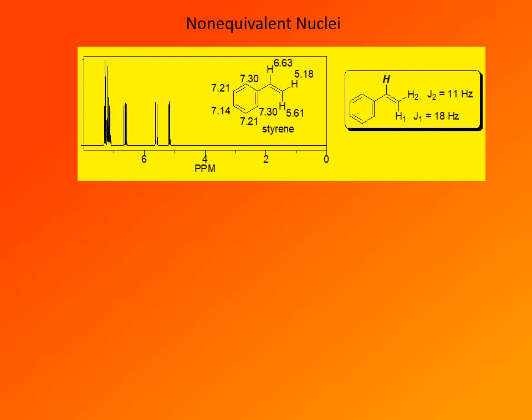And we will examine that on example of styrene. So this molecule right here is styrene. We will ignore aromatic ring.